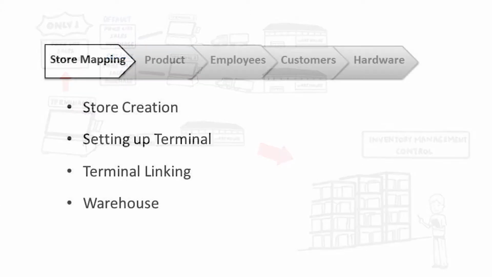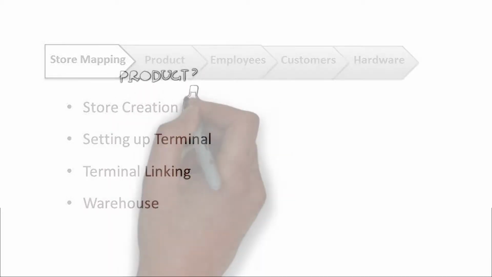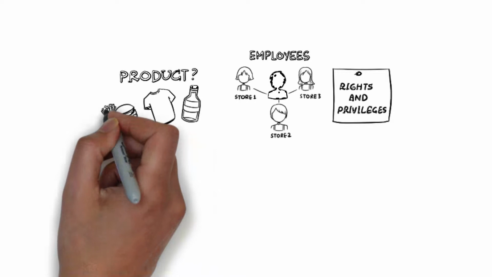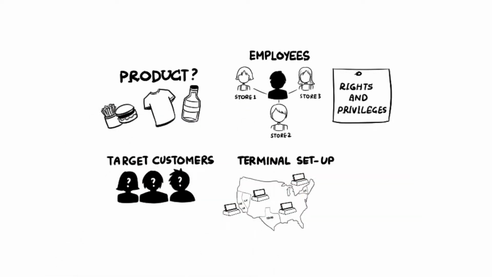Once your stores are mapped, the next step is to define what is being sold, product; who is the target audience, customer; what access does the user have, employees; and where is the terminal located, store, terminal, warehouse.